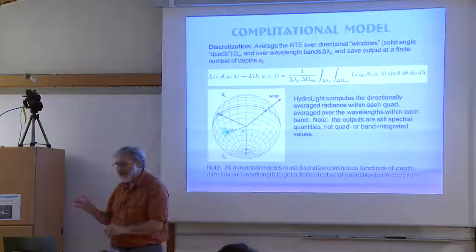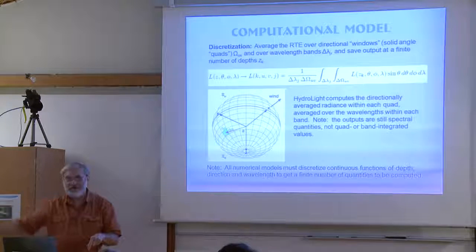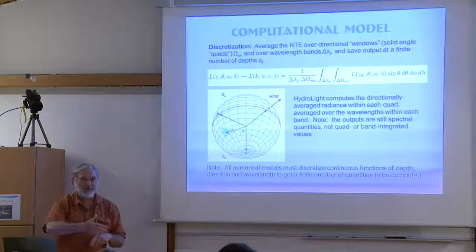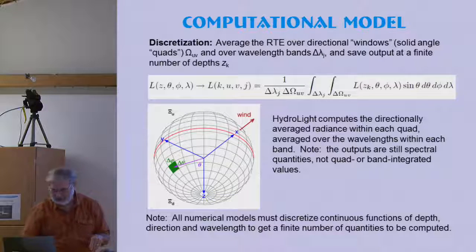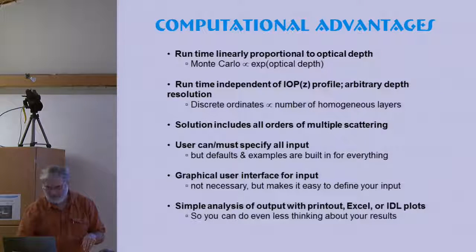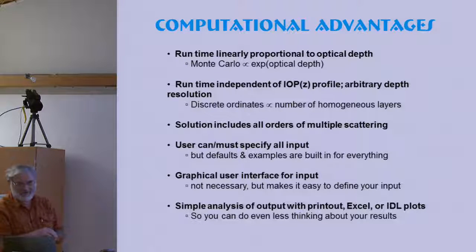And any technique, like Monte Carlo code or anything else, you have to take this continuous variable and some way discretize it and get a finite number of things that you're going to solve for. Okay, so that's the way that works. A few little comments about how Hydrolight works.